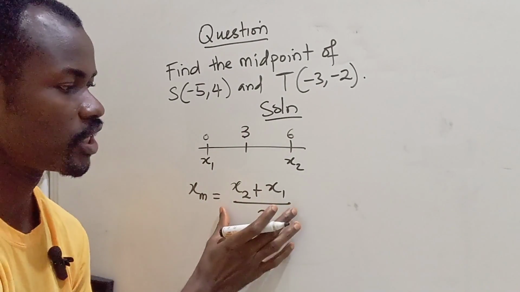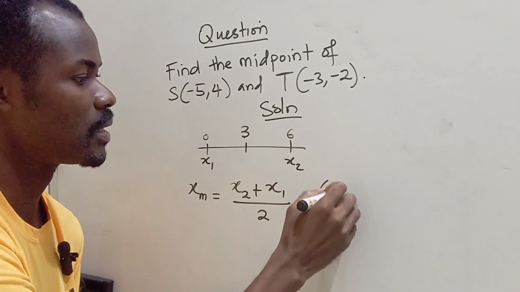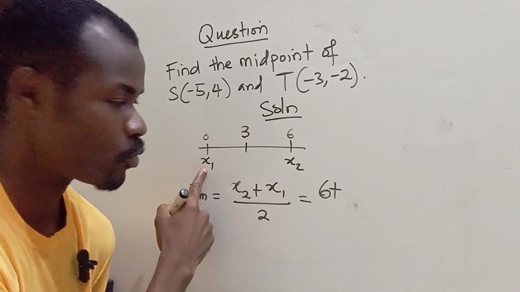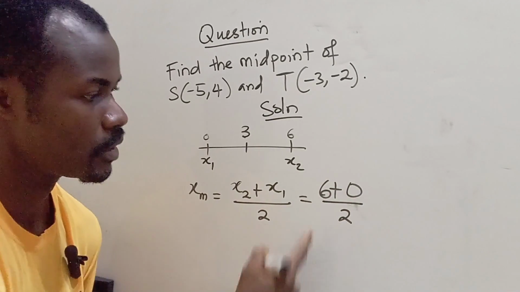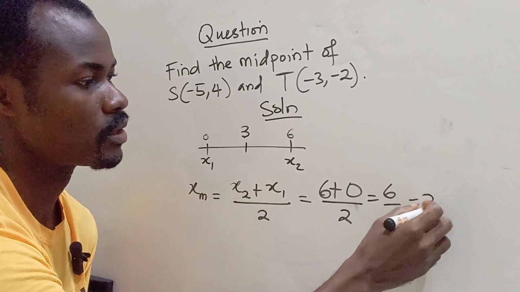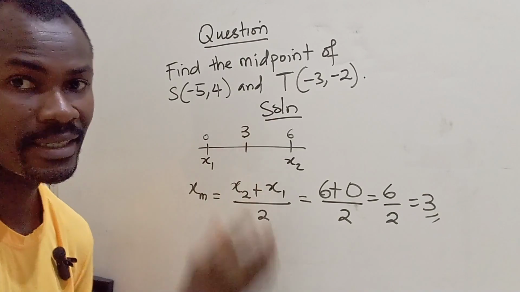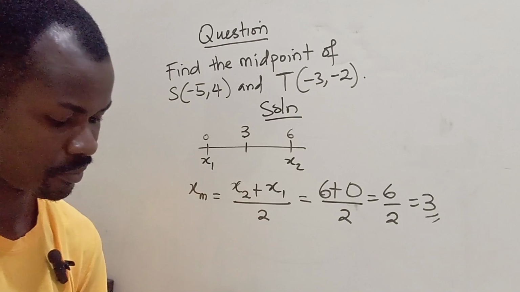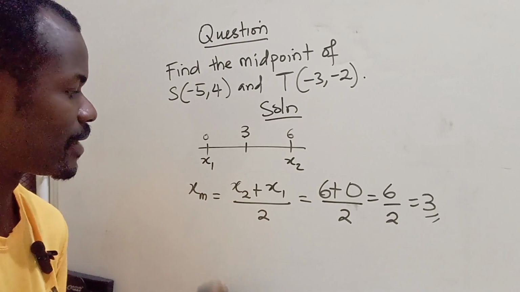Let's check with this. My x2 is 6 plus x1, which is 0, divided by 2. So 6 plus 0 is 6, divided by 2, which is 3. So the midpoint in this case is 3.